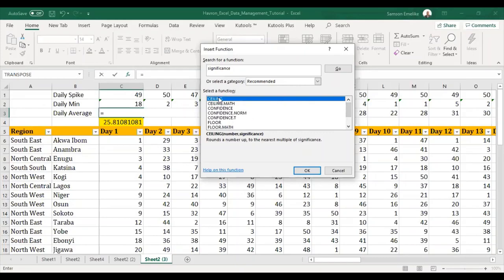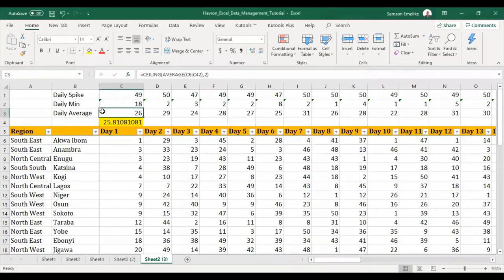Okay, now when you highlight any one, it's telling you it rounds a number up to the nearest multiple of significance. Now, the rounding up, if you choose 1, it's giving you multiples of the 1. If you choose 2, it's giving you the multiples of the 2. If you choose 3, it's giving you the 3 multiples. Okay, so with this understanding, let us see what was happening here.